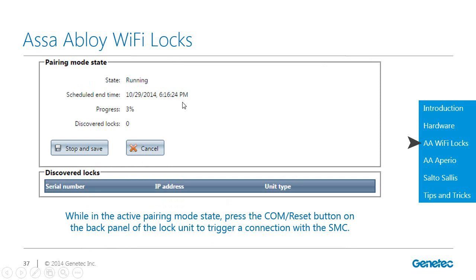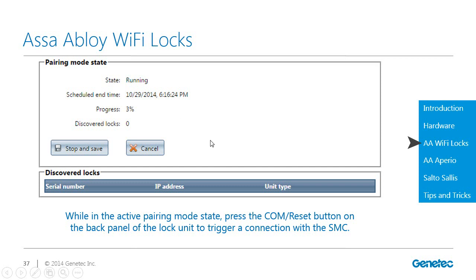Now please note that once we're doing this, the SMC will disconnect from the access manager. While we're in pairing mode, on the wireless locks that we have configured, push the COM reset button on the back panel of the unit, and that's going to trigger a connection to the SMC. So basically the SMC is going to be looking over the network for anything on that discovery port, and we're pushing that button to have the unit tell the SMC, I'm right here, pick me up, kind of thing.